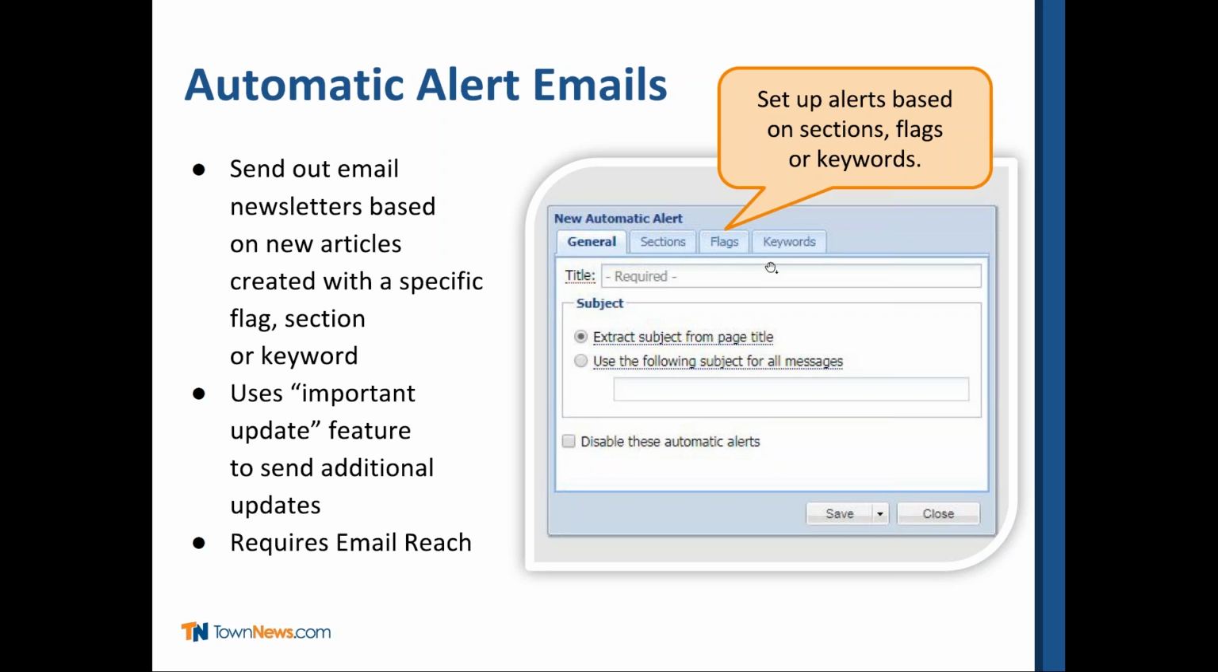So it'll be something like the news section plus the breaking news flag, or the sports section plus the hot flag, something like that. And then that way, the newsroom, when they're creating those articles and they're ready to be published online, when you save that article with that combination of section and flags and keywords, it will automatically send out the newsletter to that group.